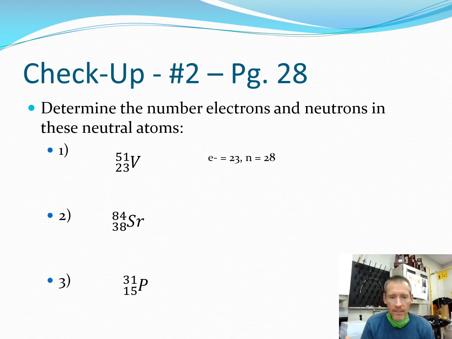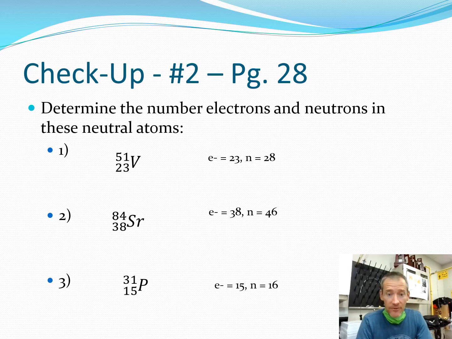You can pause this and try the other ones. We've got strontium-84 with 38 protons and phosphorus-31. But these are your checkpoints. Electrons should be 38, and then neutrons should be 46. And then for phosphorus, 15 electrons and 16 neutrons, because 16 plus 15 is 31.